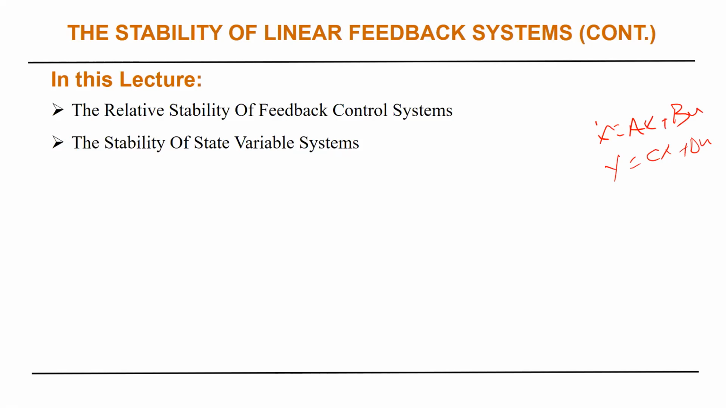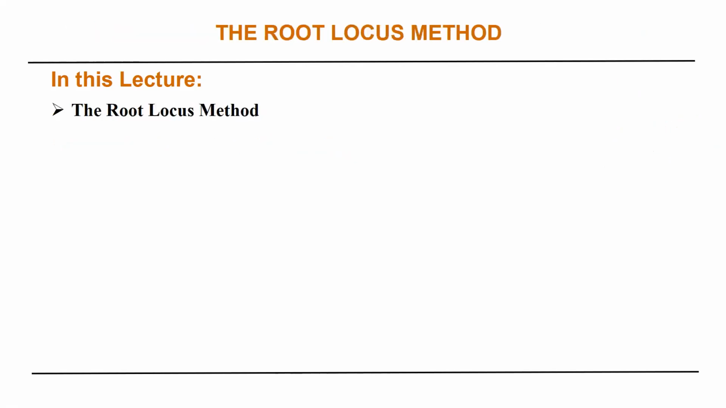We should go to the transfer function model. No, not the transfer function. You find the eigenvalues of the system. If the eigenvalues of the system are in the left half plane, the system is stable. Otherwise, the system is unstable. So we use the eigenvalues.